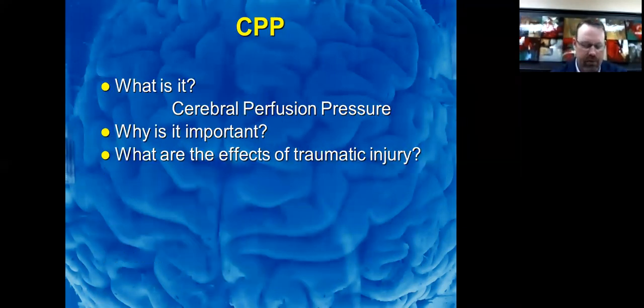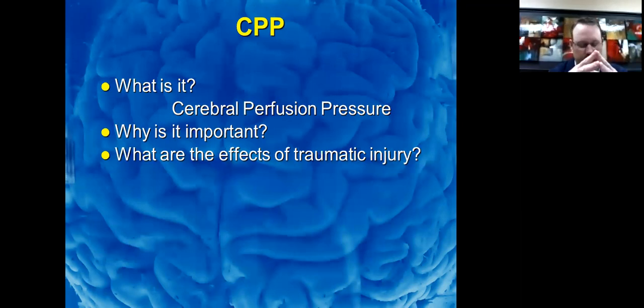What is cerebral perfusion pressure? Well, it's the pressure that's required to provide oxygen and blood flow to the brain. So you're trying to protect the brain. And why is it important? Well, without it, your brain's going to be damaged, quite simply. You get anoxia through lack of blood flow and lack of nutrient delivery to the damaged brain tissue.